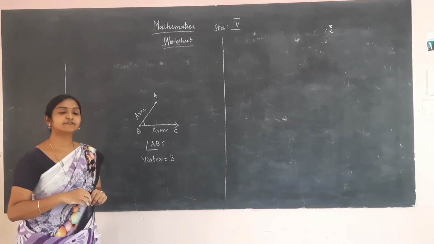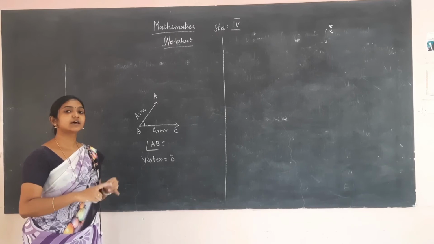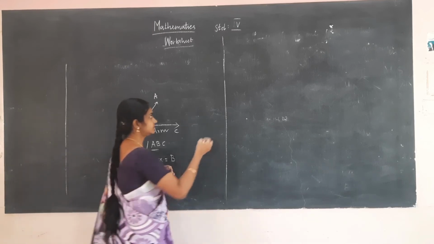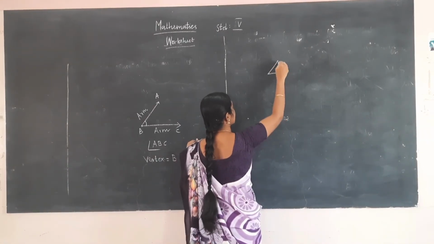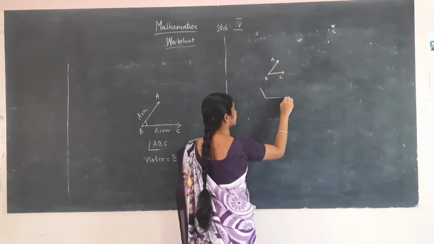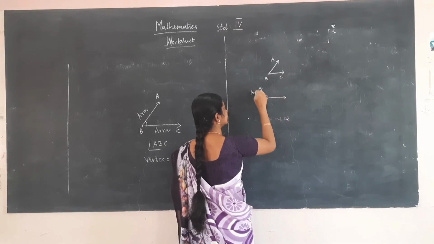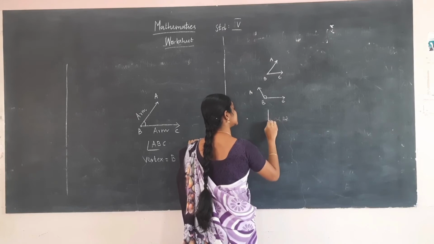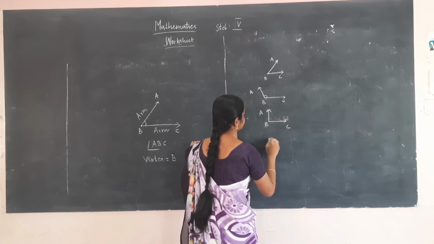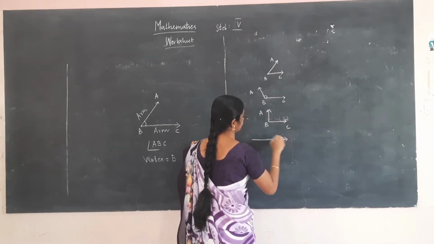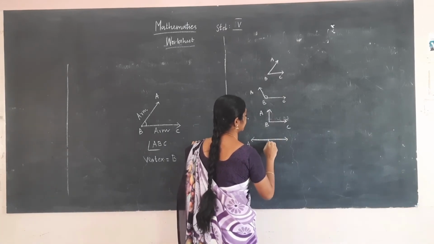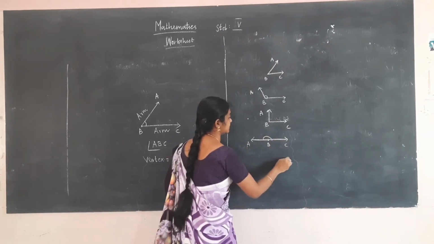We have learnt about 5 types of angles. First one is right angle, acute angle, obtuse angle, straight angle, reflex angle. This is acute angle. This is obtuse angle. This is right angle. This is straight angle.